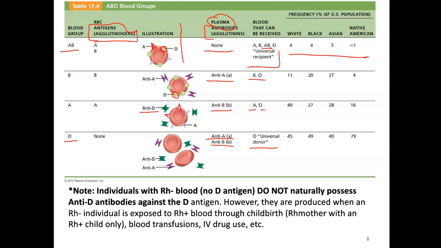Now, type O blood, because there are no antigens on the cell membrane, can donate to any blood type. So they can donate to other O, they can donate to B, they can donate to A, they can donate to AB. So they are referred to as the universal donor. Okay? So that is just talking about the ABO blood typing.